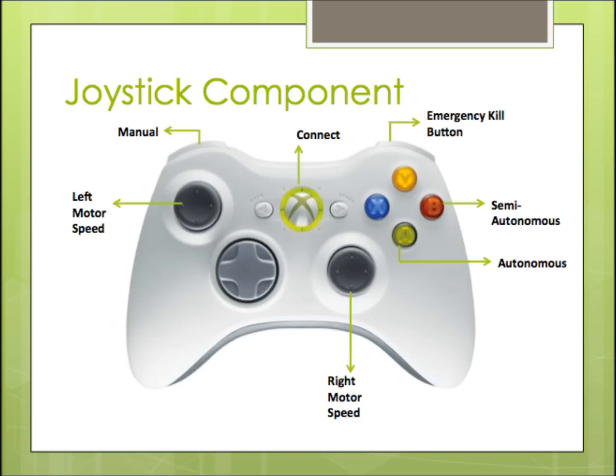We have an Xbox controller with 3 modes: manual, autonomous, and semi-autonomous. The left button is used for manual control. The right and left joystick is used to control the right and left motor speed. Button A is used for autonomous mode and button B is used for semi-autonomous mode. The right button is used as the emergency kill button.